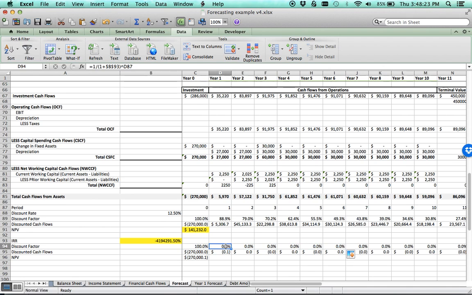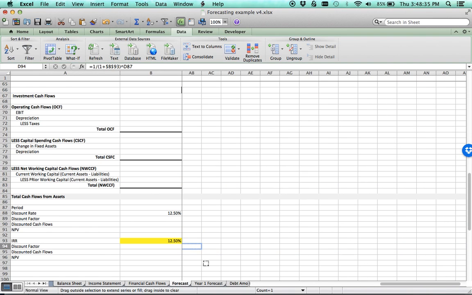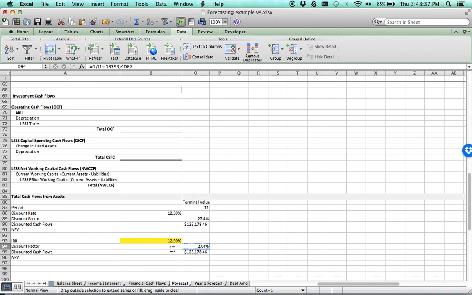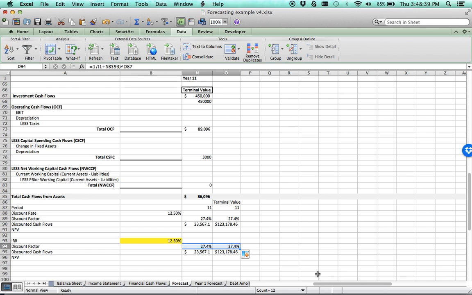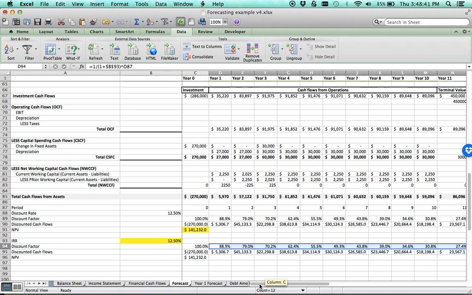Why is that not working? Probably because of what I got in here. Let's just do 12.5% again. Yeah, that's what's going on. So it was probably right before. Oh well. Good for you to see how somebody that's done it for a while still makes mistakes.